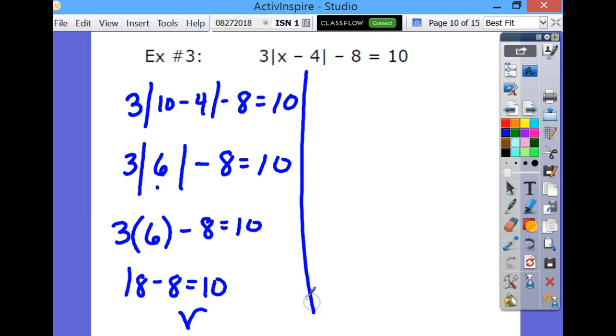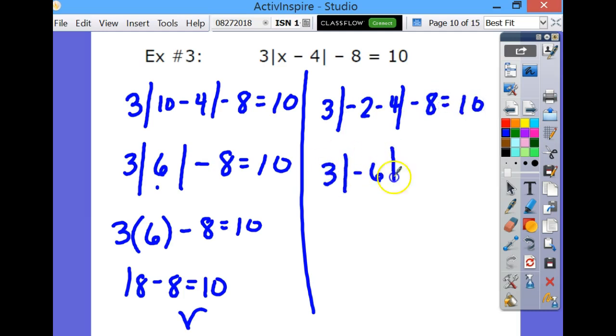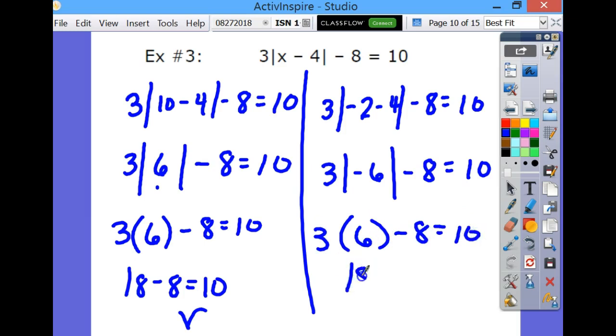What was our second answer? Negative 2 minus 4 minus 8 equals 10. You simplify inside the absolute value. The absolute value does not make that 2 into a positive 2. After you simplify, it makes the negative 6 into a positive 6. Does that check out? We have 2 answers. Both of them check out.